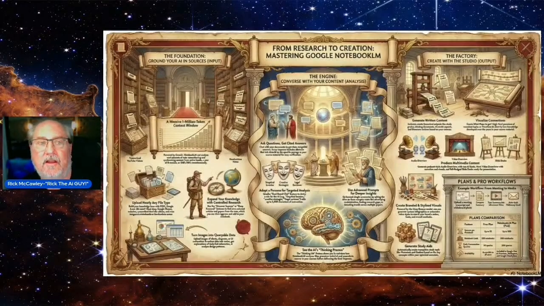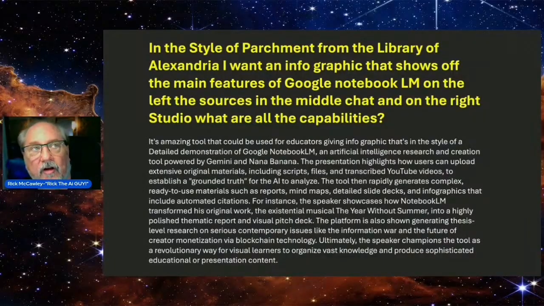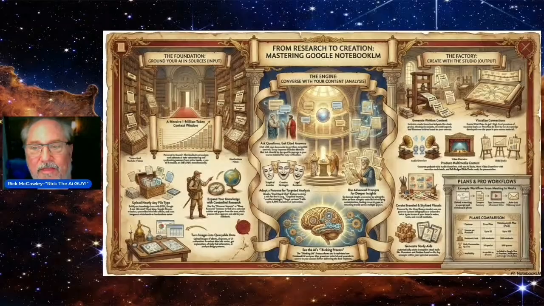So then I said, let's make this, and the keywords are here, in the style of parchment from the Library of Alexandria. I want you to make an infographic that shows off the main features of Google NotebookLM: on the left, the sources; in the middle, chat; on the right, Studio. What are all the capabilities? And then the rest that you see there. So that's what I use. The top part, I just changed the style to whatever I want, and I got this.